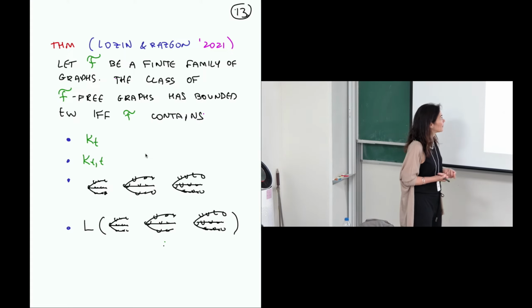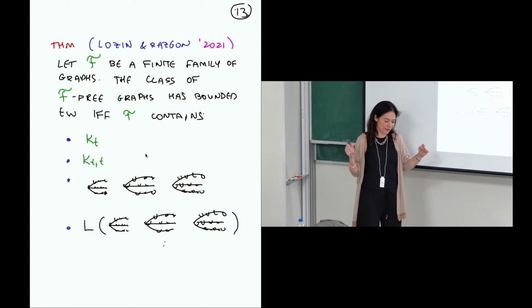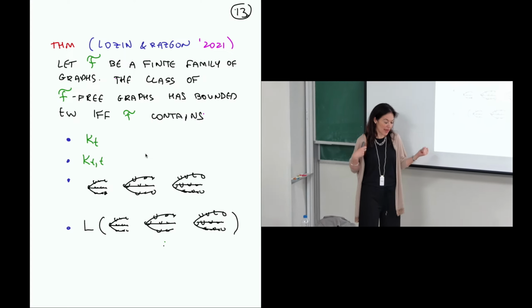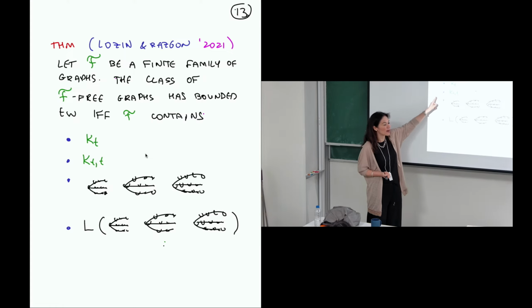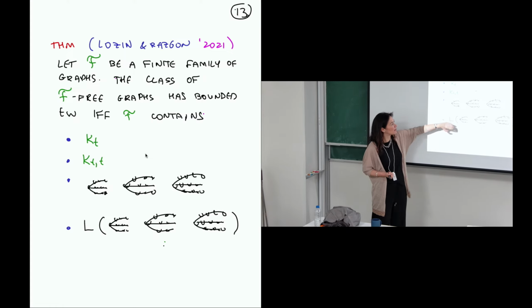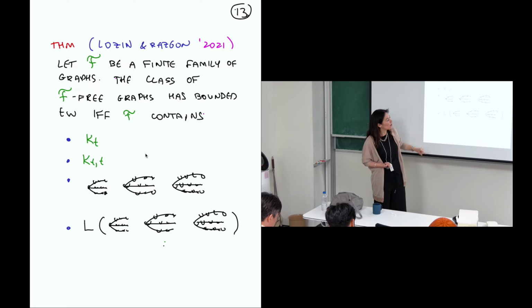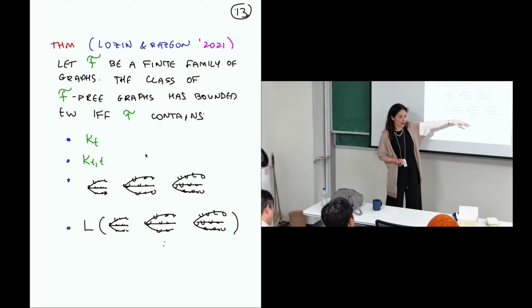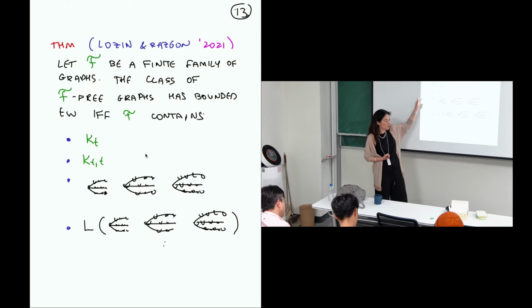And their theorem is that if F is a finite family, forbidding which guarantees bounded treewidth, that's if and only if some graph in F is a clique, some graph in F is a complete bipartite graph, some graph in F looks like this. So it's a graph, each of whose components is a subdivided claw, K_1,3, and some graph in F looks like that. It's a graph, excuse me, each of whose components is a line graph, right? So there are four graphs you have to have.